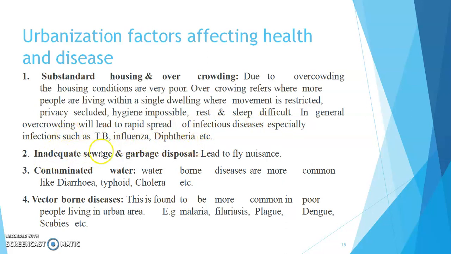Second is inadequate sewage and garbage disposal. It leads to fly nuisance. Contaminated water. So waterborne diseases are common, like diarrhea, typhoid, cholera, etc. Vector-borne diseases are found to be more common in poor people living in urban areas. Examples are malaria, filariasis, plague, dengue, scabies, etc.